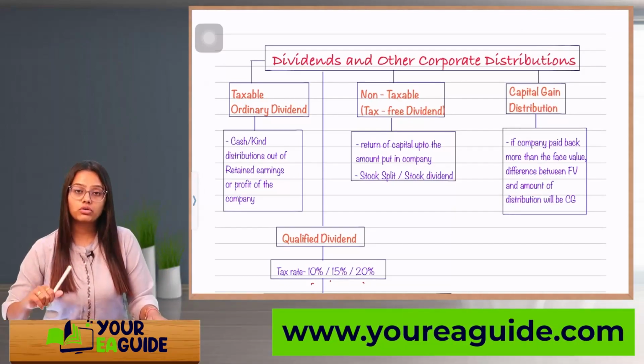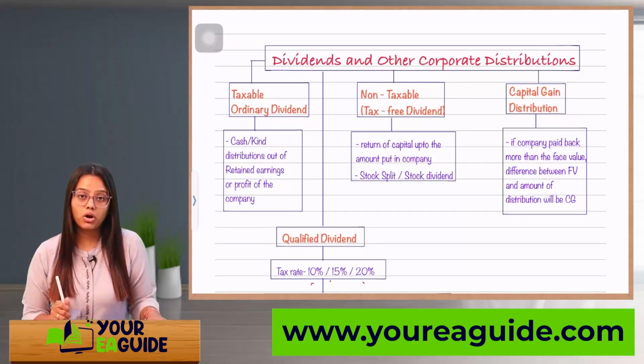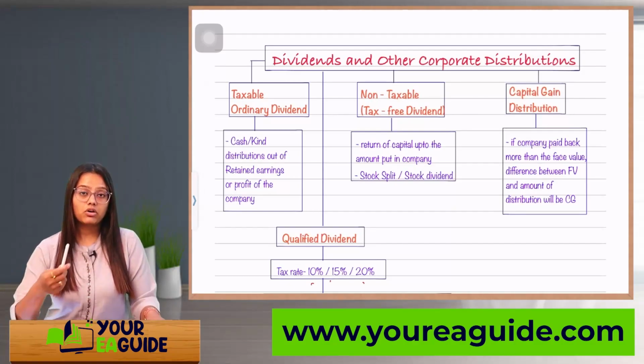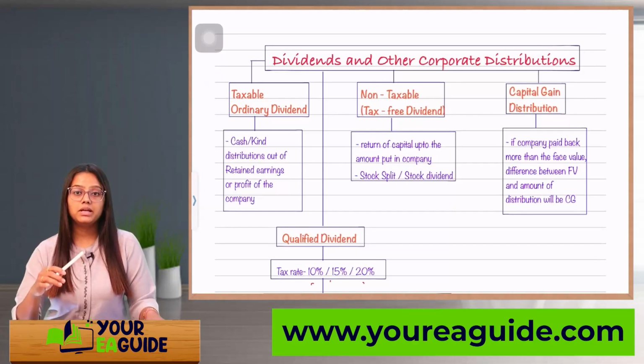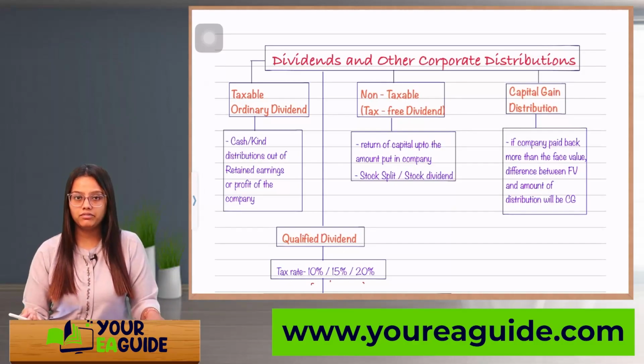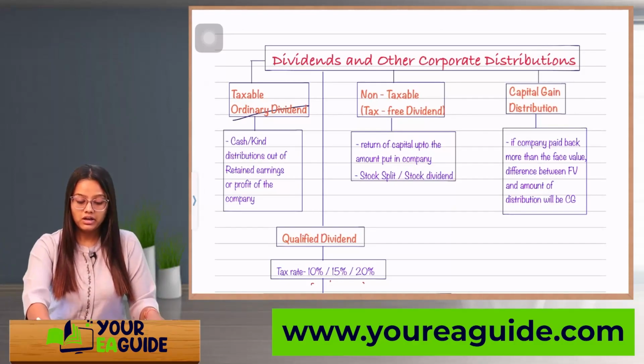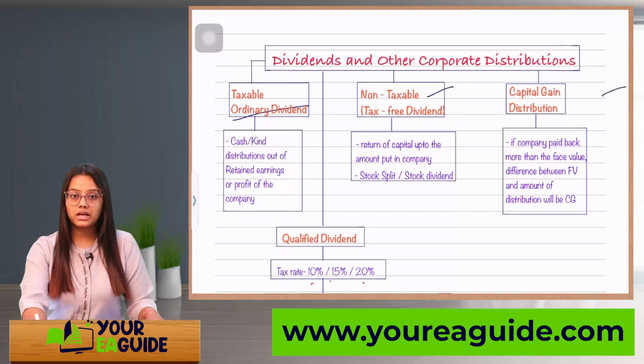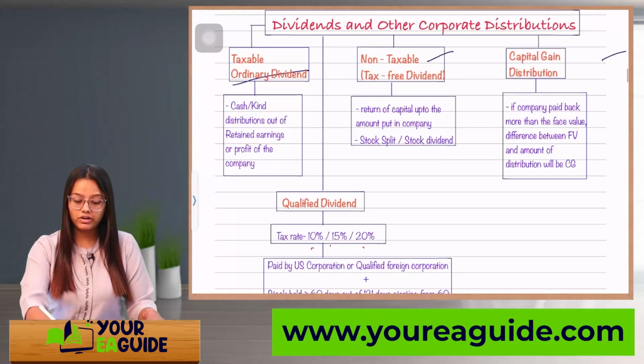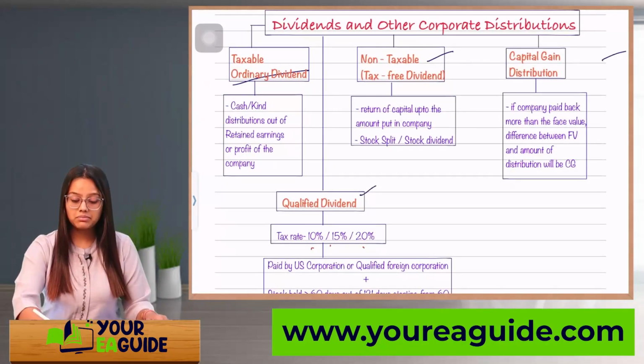So whenever you invest into a C Corporation and they pay you dividend, they will give you a brokerage statement, or else they will give you a 1099 DIV. Looking at that, you will figure out whether it's an ordinary dividend, a non-taxable distribution, a capital gain distribution, or a qualified dividend. For our EA exam, the meaning is important.